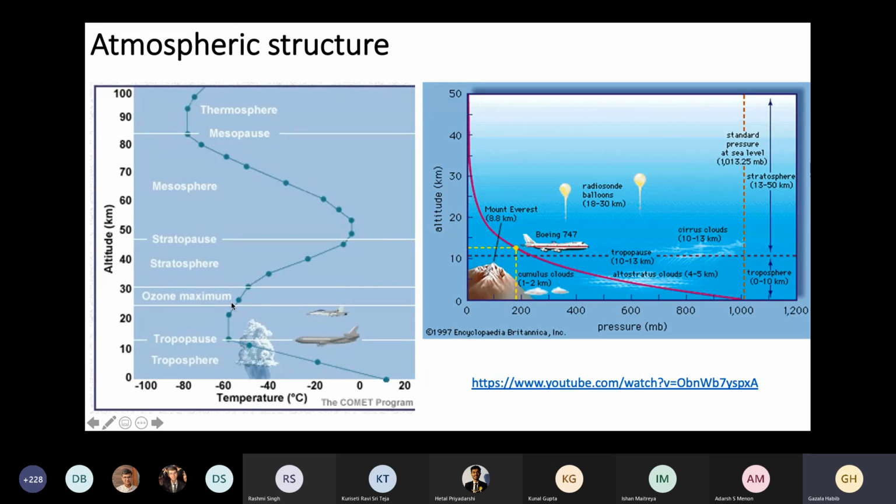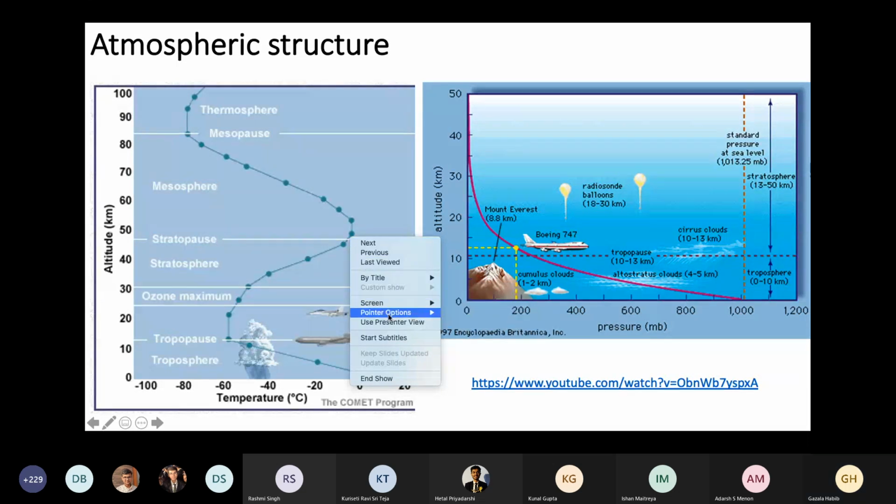Above this tropopause you can see the layer which is known as the stratosphere. The temperature here ranges from minus 60 degrees, which is the lowest temperature, to a maximum temperature of around minus 10 degrees.